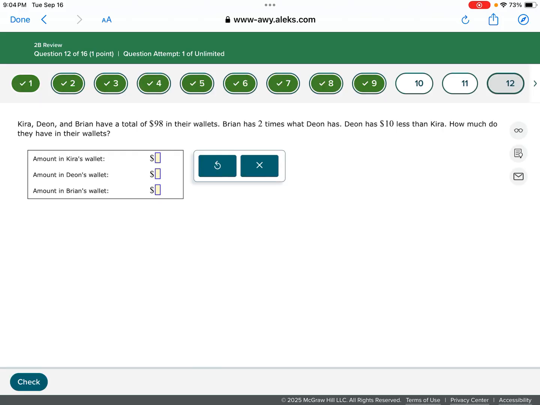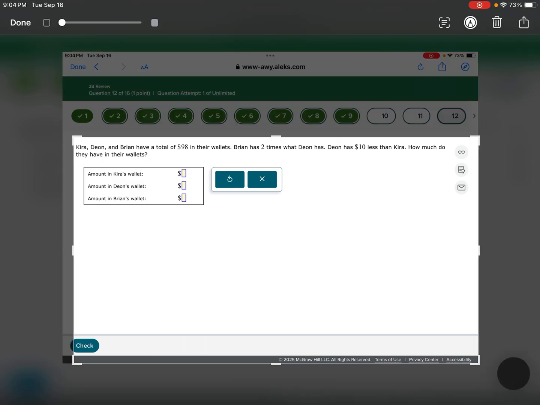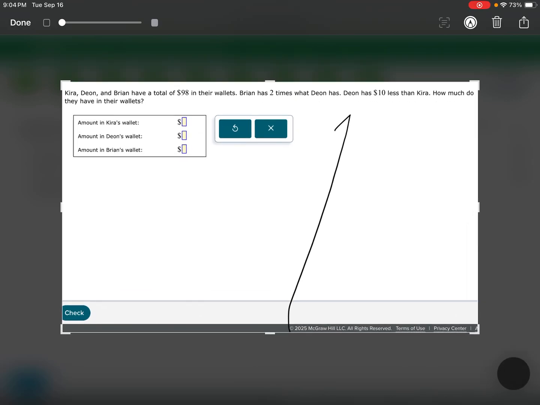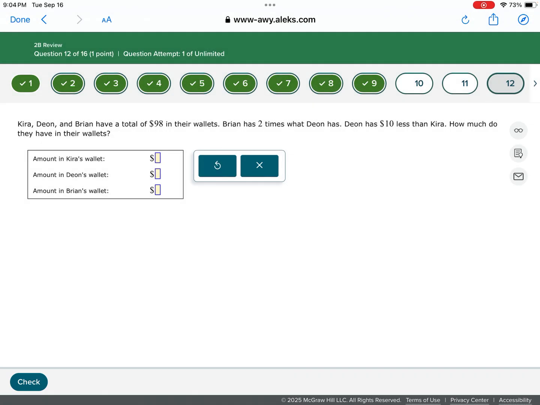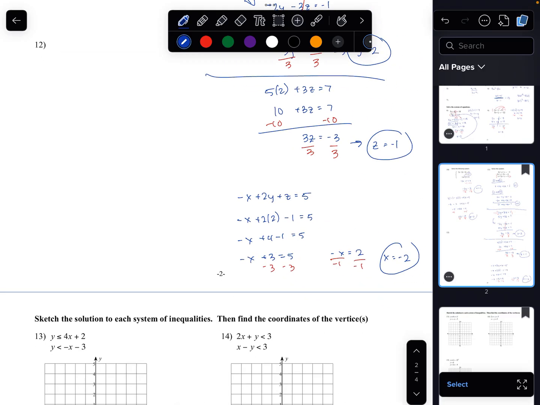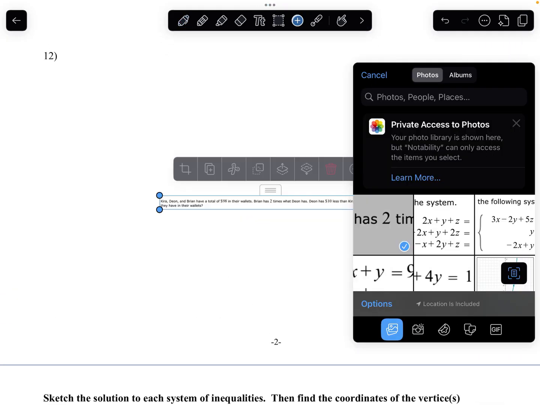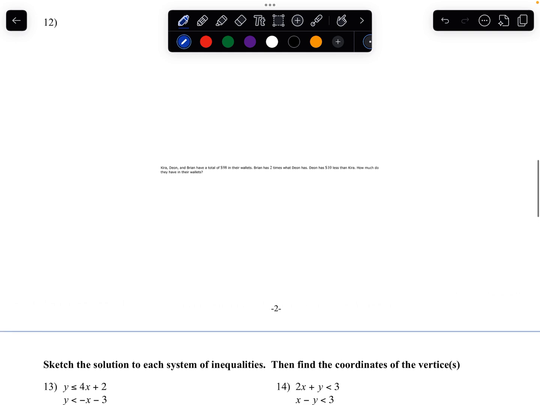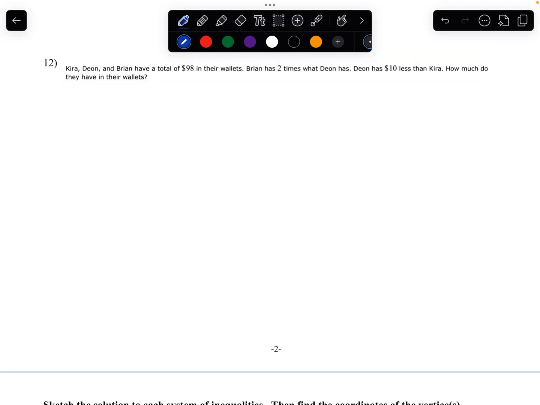Okay, so 12 is going to be a systems of equations, but we need context, so this one's going to have a story problem. I'm going to go ahead and clear this right here. All right, I'll just show you how to set this up and how to solve it.